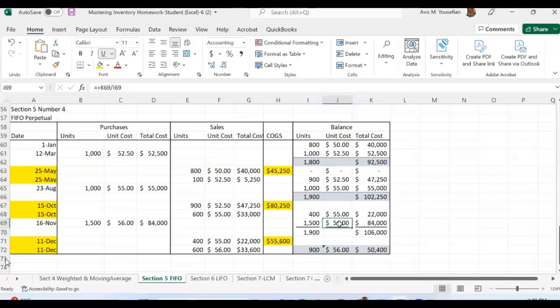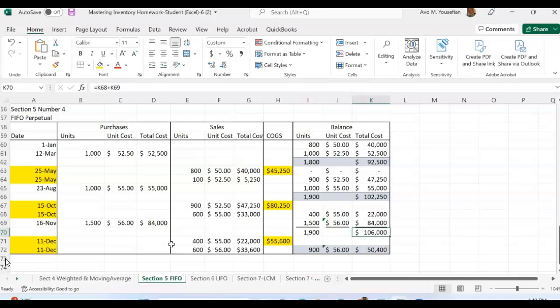The average cost is 84,000, which is coming from here, divided by the number of units, 1,500. That gives you $56 average cost, which is exactly the same thing. Then you add them, 400 plus 1,500, that's 1,900 units. And the cost of $22,000 plus $84,000, that's $106,000 at this point.